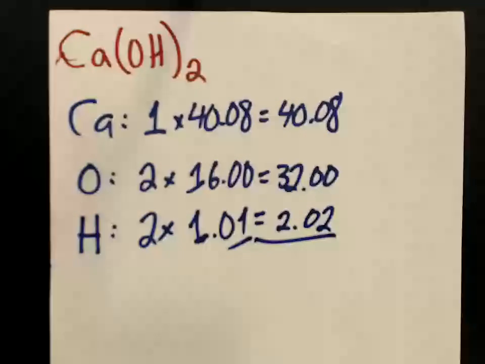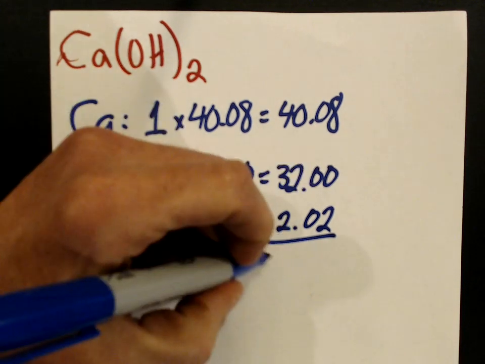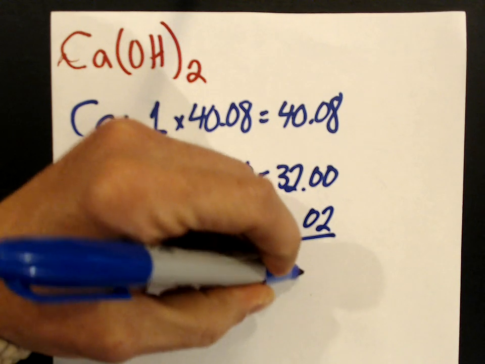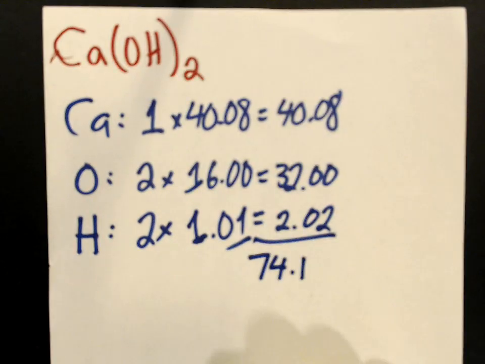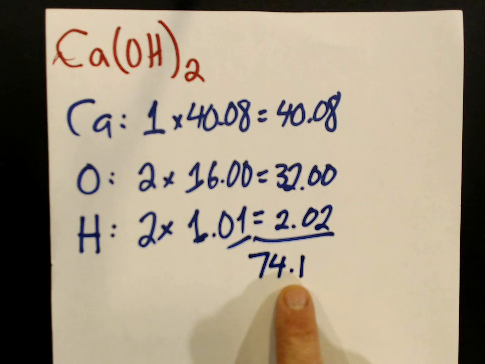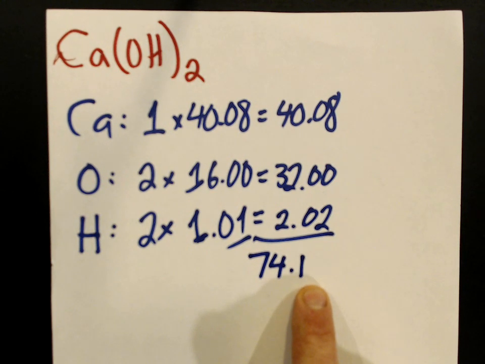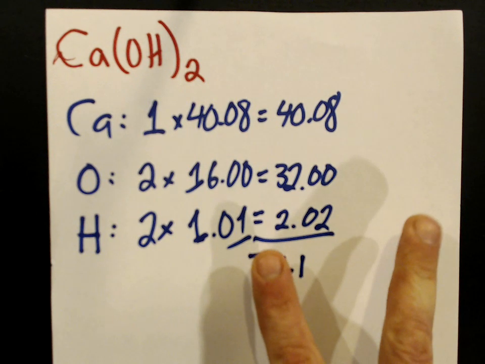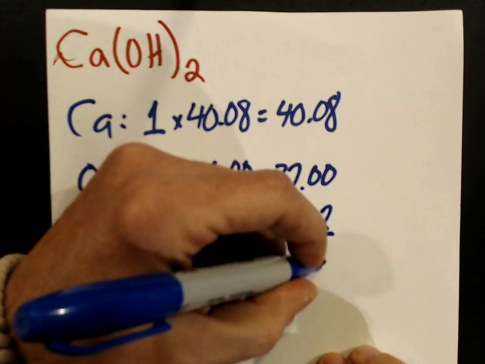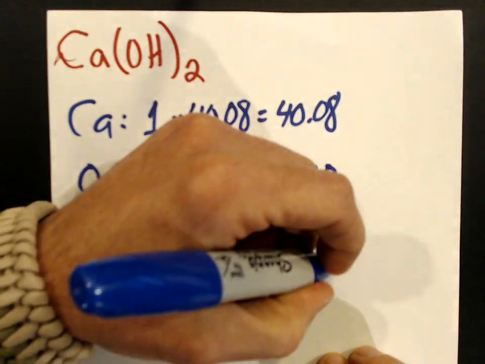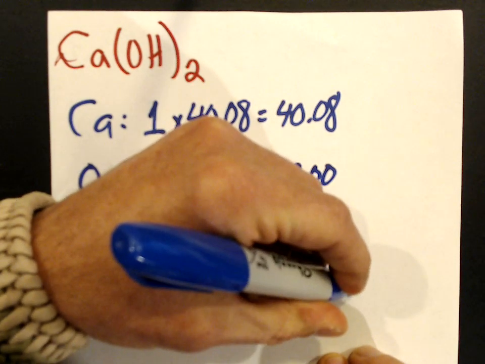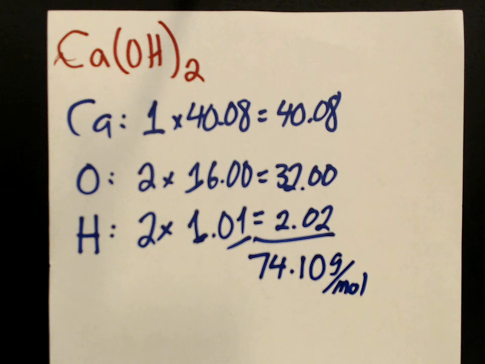Let's get a total. What is the total? The 40.08 plus 32.00 plus 2.02. Calculating. Ooh! 74.1 grams per mole. Now, a little side note here, I didn't think about this. Yeah, the calculator says 74.1, but we're going to keep all of these masses to 2 decimal places. So yes, in this case, let's slap on that extra 0. And let's be good with units, grams per mole. That's always a great idea.